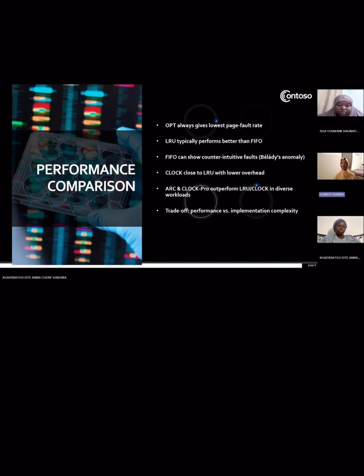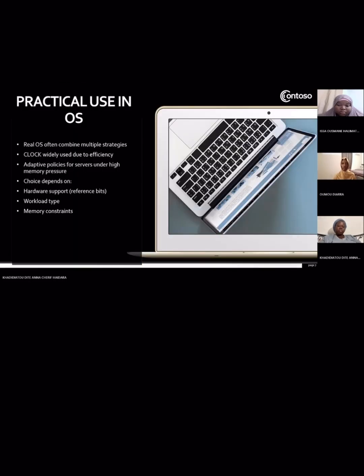Practical use in operating systems. In real computers, the system must choose the best balance. Many operating systems use clock because it is fast and simple. Big servers with a lot of memory can use ARC or Clock Pro. They give better performance when the workload changes. So this is my presentation.